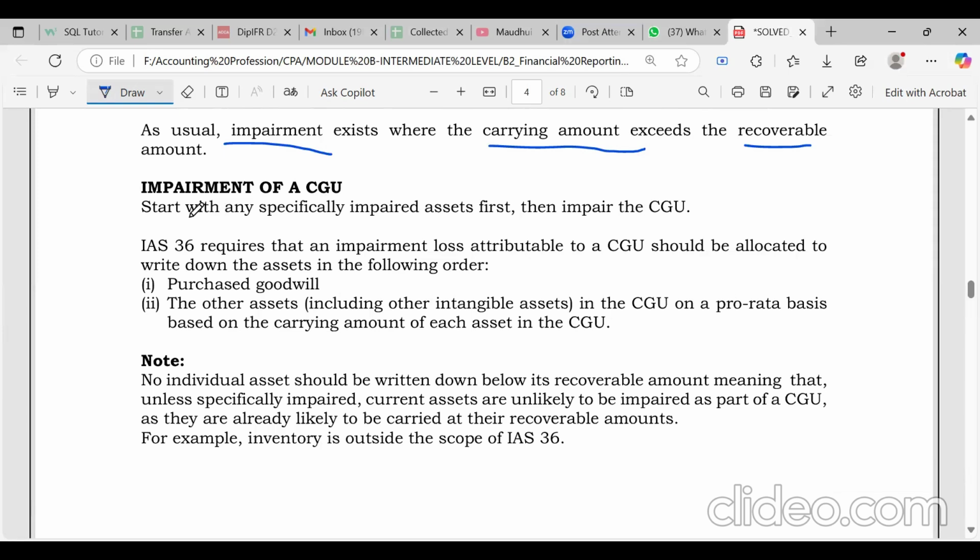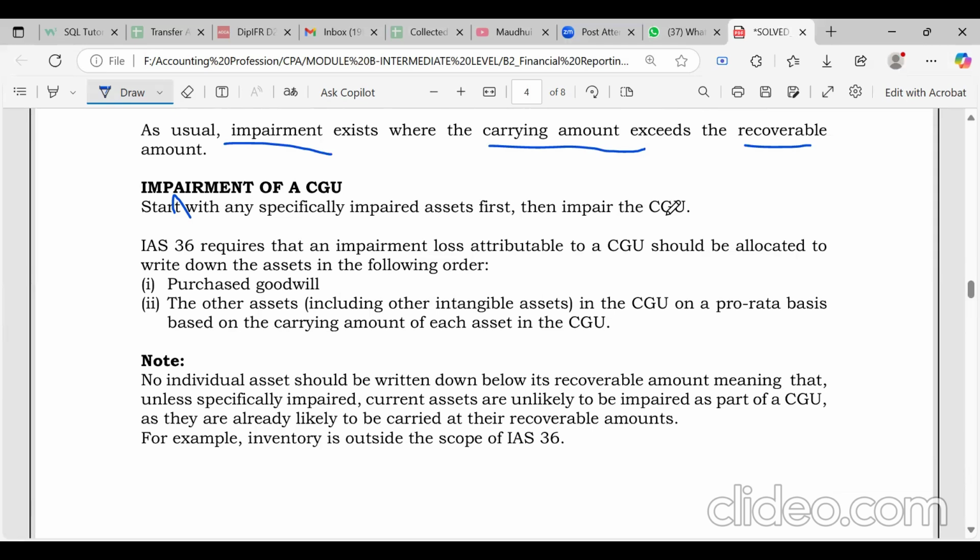These are the principles, very few principles. First of all, start with any specifically impaired assets first. Then impair the cash generating unit. This is obvious, my friend, right? Presume that unit is maybe a combination of 5 assets and you need to know whether they are impaired or not, right?